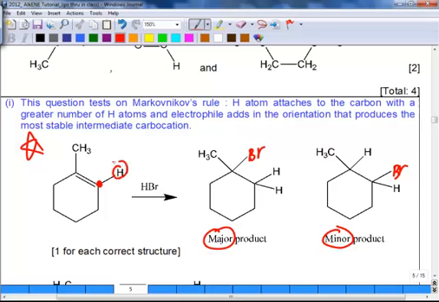Is it okay? Can? Yep. And we can move on from here. Question 4.